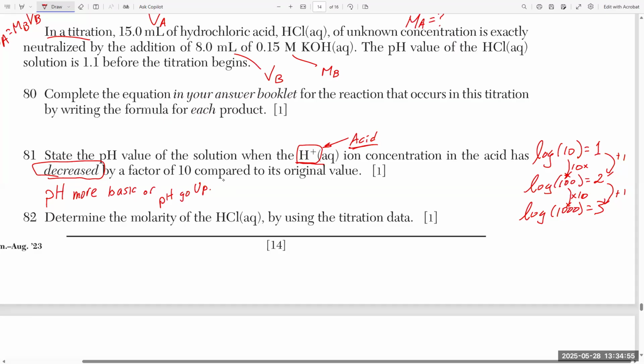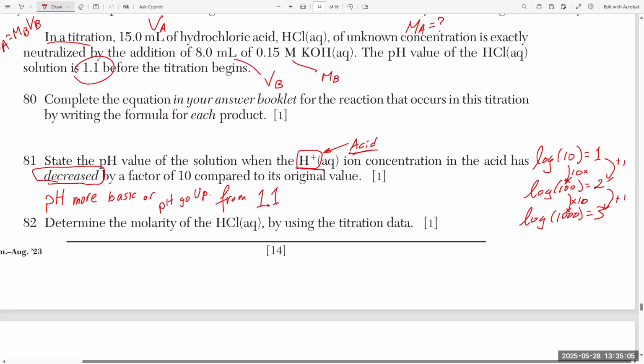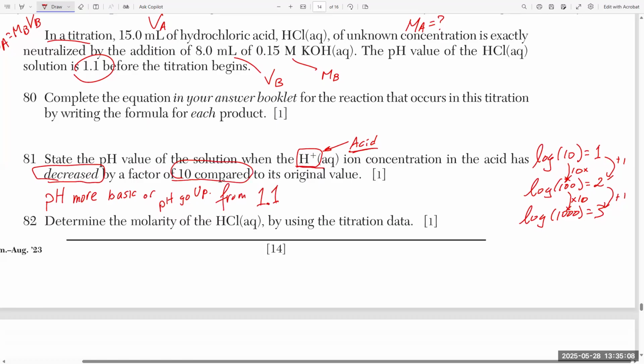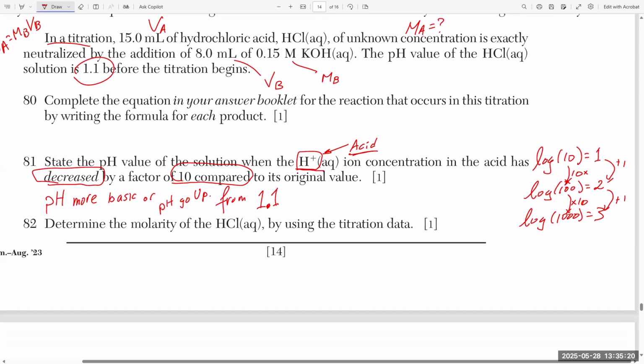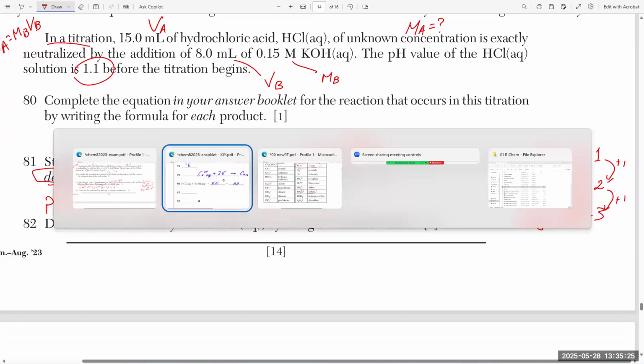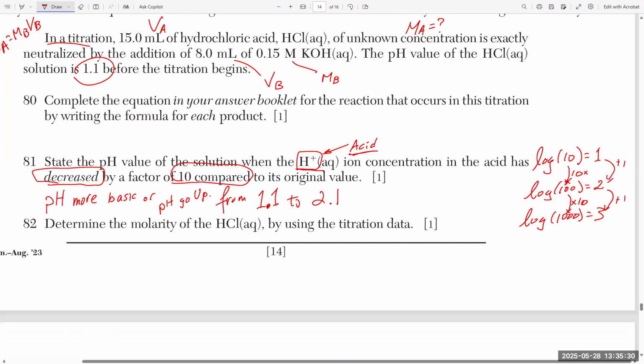right? Up from what? Up from 1.1. From 1.1. Now, how much though? Factor of 10, which means what? The log is going to change by 10 times, which means your pH is going to go up 1 whole unit, which means it's going to go up from 1.1 to 2.1. Okay, that's it. All right, so the answer is 2.1. All right, let's go to 82.